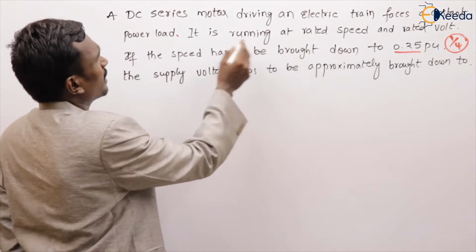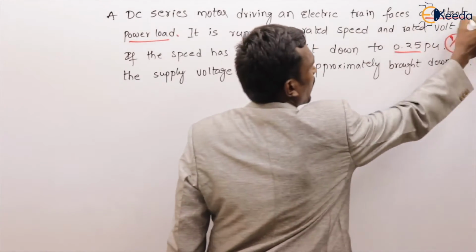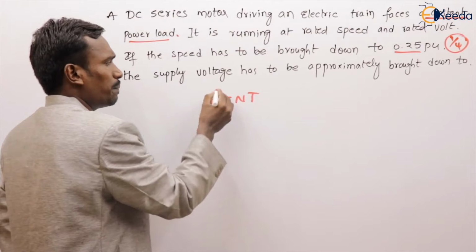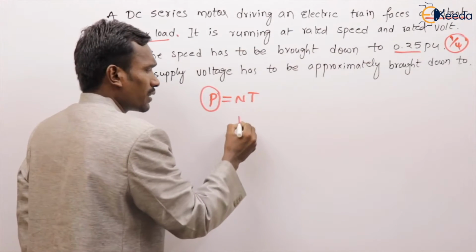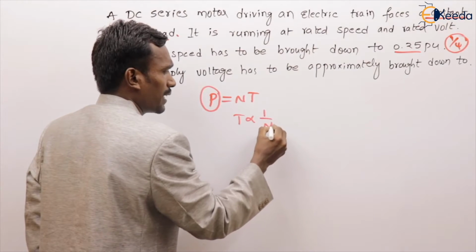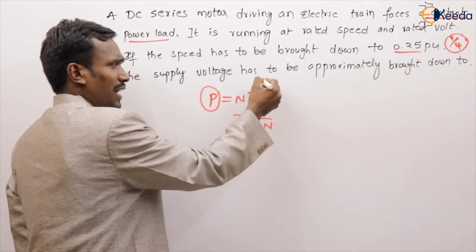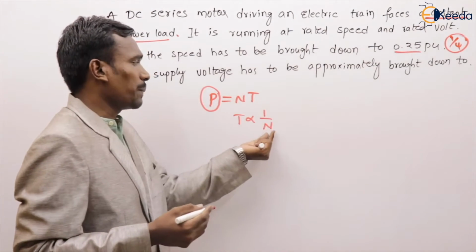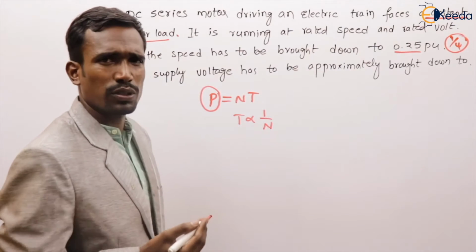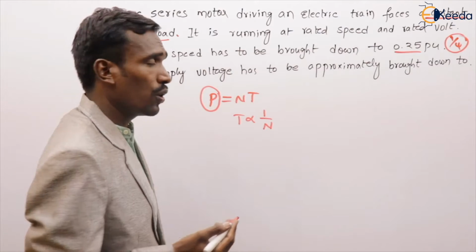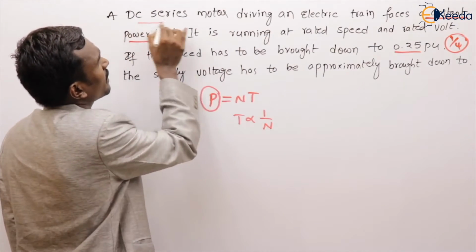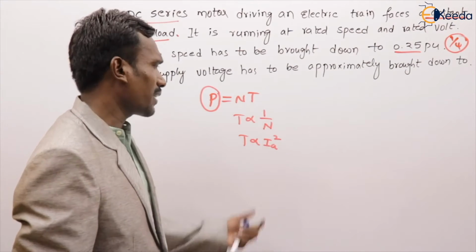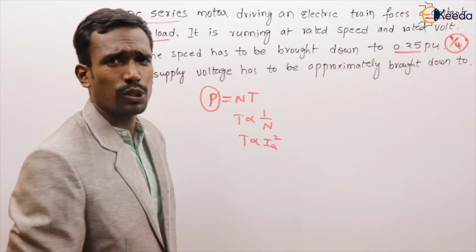So they have given that it is a constant power load. P is equal to N into T. Here power is constant, so the torque is inversely proportional to N. If torque increases, speed reduces, right? Now, this is a DC series motor, that's why the torque is also directly proportional to Ia square. Torque is directly proportional to Ia square, and torque is inversely proportional to N.